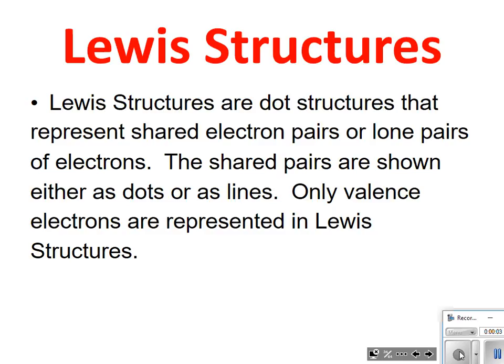Okay, let's first of all start with a little bit of review over covalent bonding. First of all, what is covalent bonding? Covalent bonding is the sharing of electron pairs, and we discussed different types of covalent bonds.